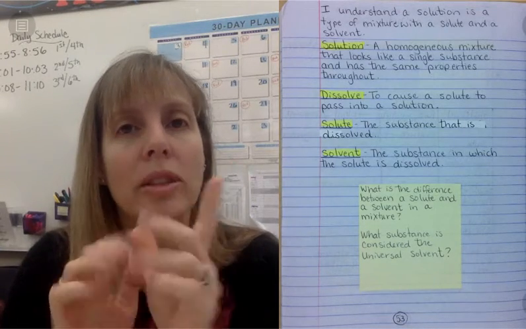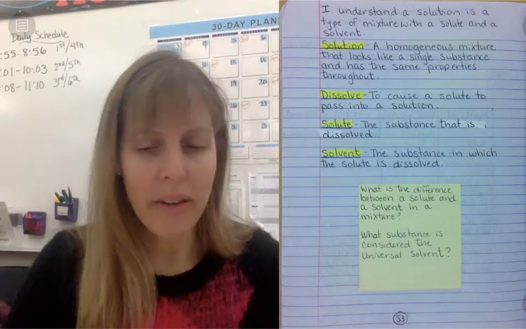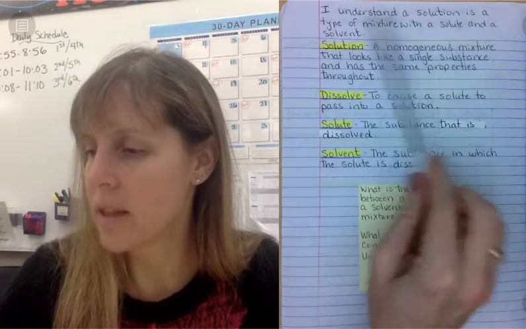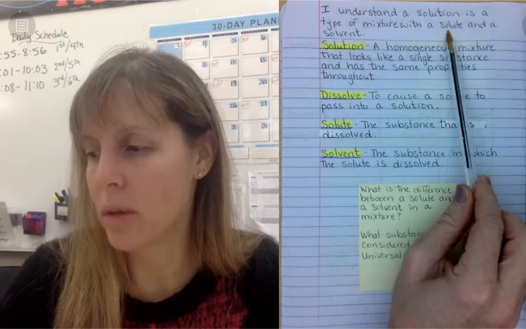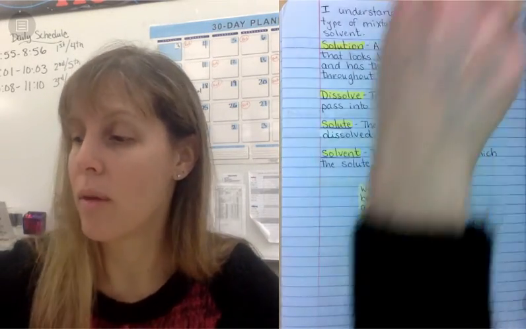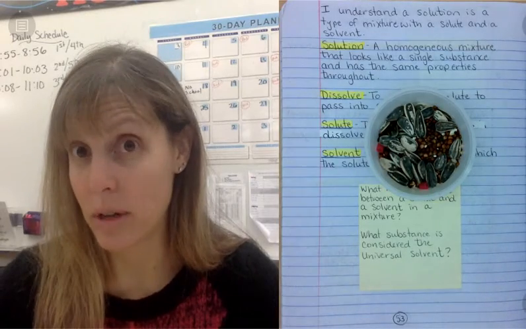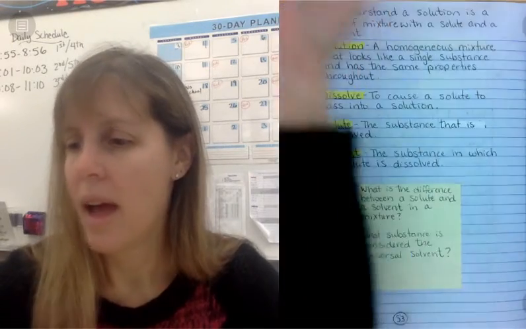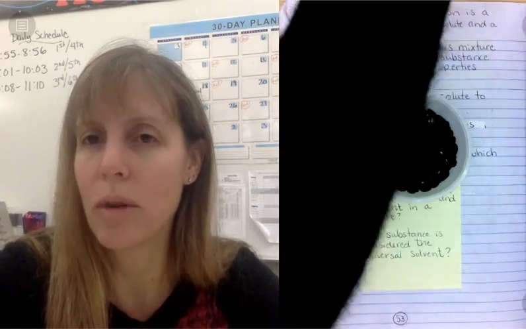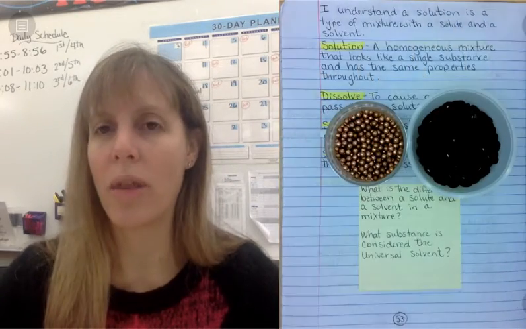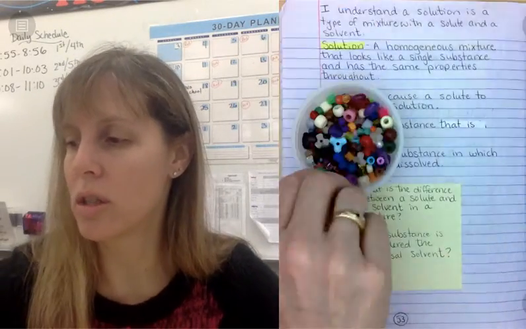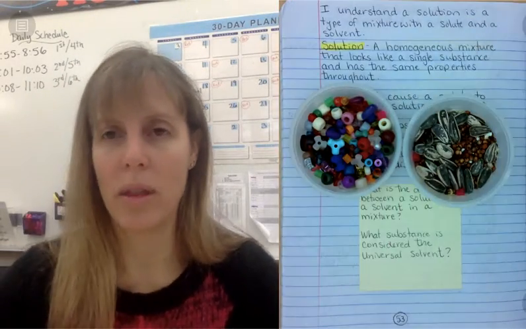It's one solution. So today our focus and learning target is, I understand a solution is a type of mixture with a solute and a solvent. So we have been talking about different types of mixture. Remember, we talked about heterogeneous mixtures, and we also talked about homogeneous mixtures, right? Homogeneous mixtures look like one thing. Heterogeneous mixtures look like more than one thing.